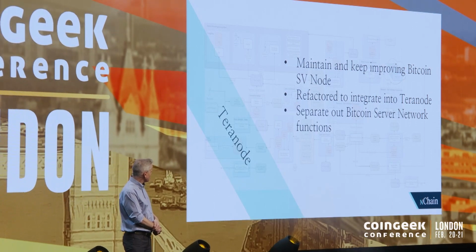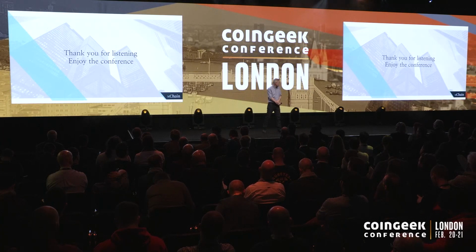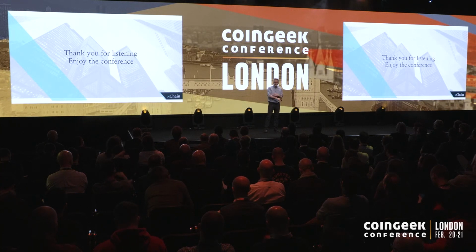Our first target is actually to extract the communication part, the Bitcoin server network, off into separate systems to reduce the load on the main node so that it can process more and more transactions, so that it can fetch transactions from multiple places and insert them into a block. This is my summary of where we're going with Terranode. We expect to release at least prototypes later this year.